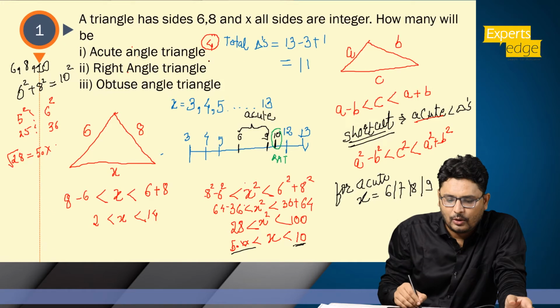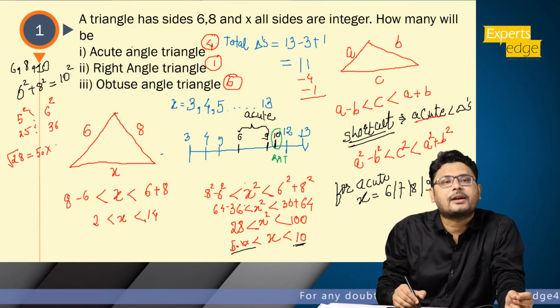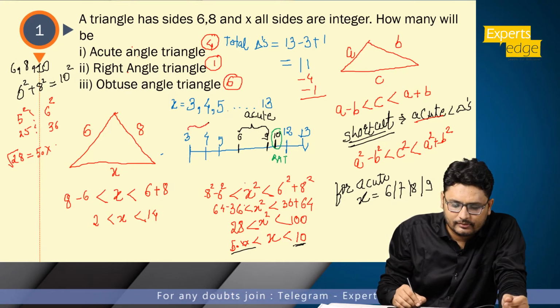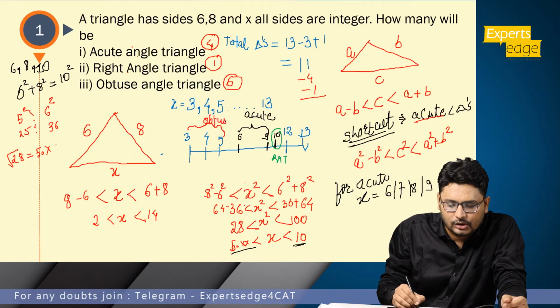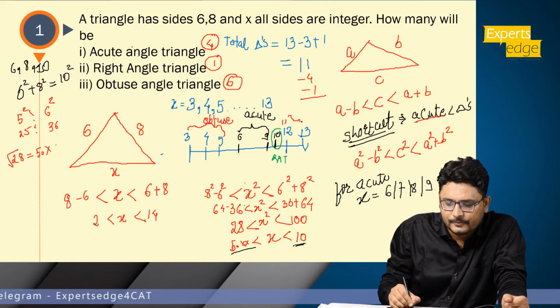Right? So out of 11, 1 I got is the right angle. This is 4 acute. So out of this 11 minus 4 minus 1, remaining is 11 minus 5 is 6. So my 6 have to be obtuse angle triangles. Okay, and which will be those 6? So this 3 to 5, this 3 to 5, here you will get the obtuse angle triangle. Also 10 gaya, 11, 12, 13. This 3. Here also you will get obtuse angle triangles.